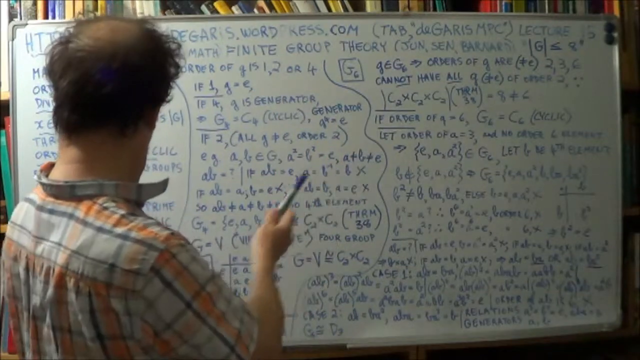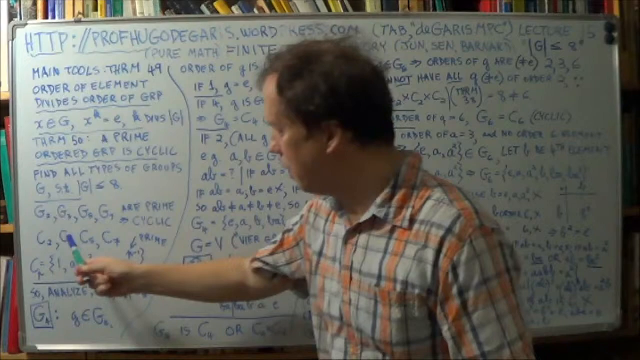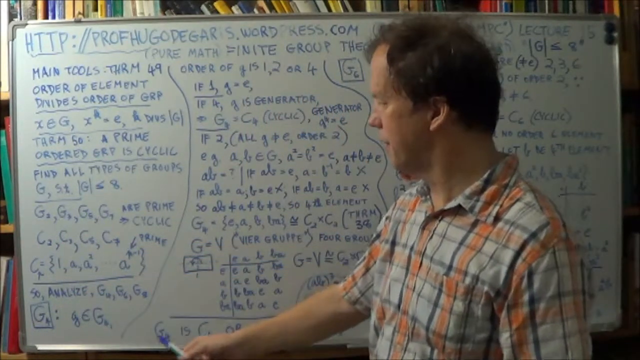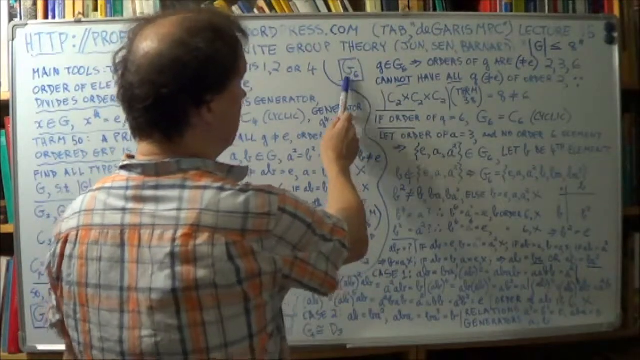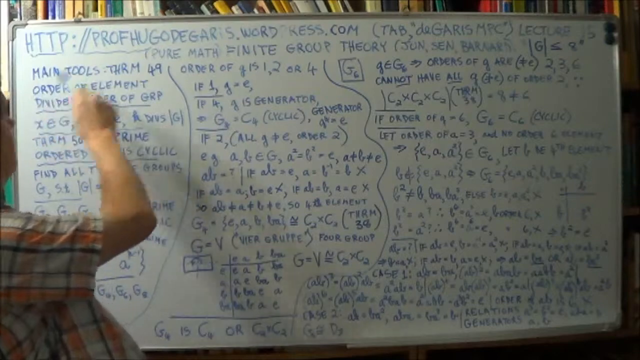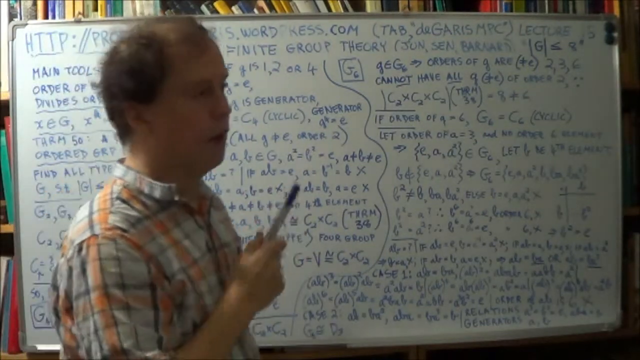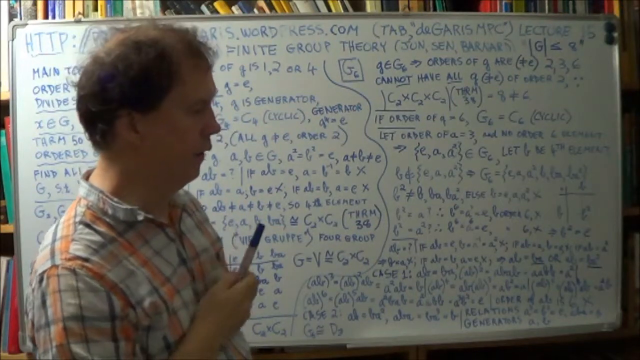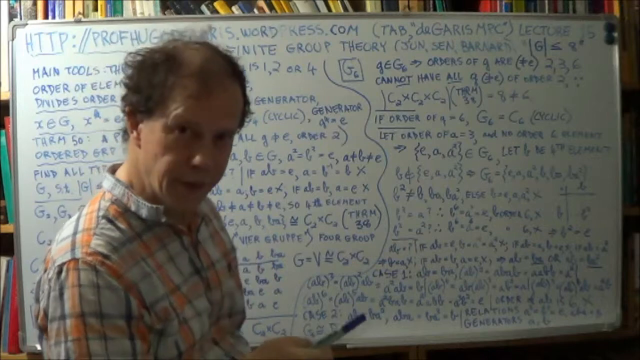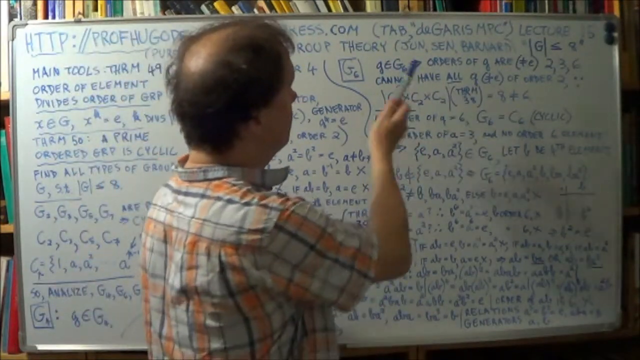that's the next possibility. So we've done now 2, 3, 4, 5. So the next one is 6. So now I'm talking about G6. So again, let's use this very powerful result. The order of the element divides the order of the group. Okay? So we're talking about G6.